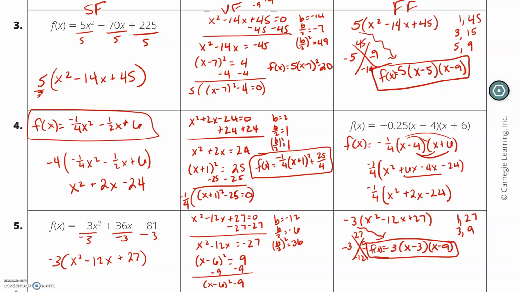But don't forget, we took that negative 3 out. So I need to bring that negative 3 back in by multiplying all of that by negative 3. So we have negative 3 (x minus 6) squared plus 27, function notation, and there we go. We are in vertex form.